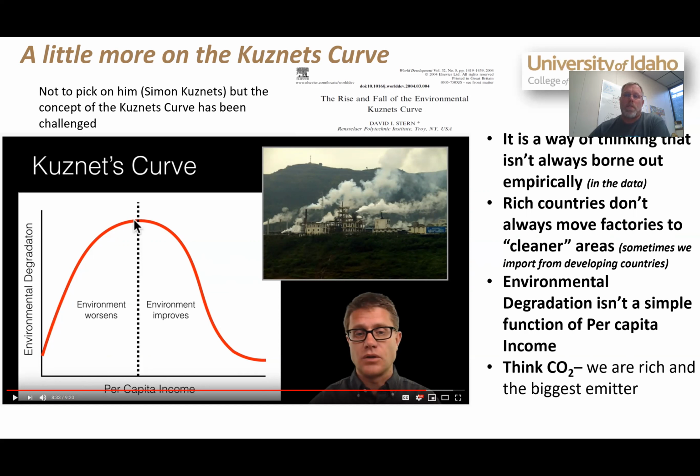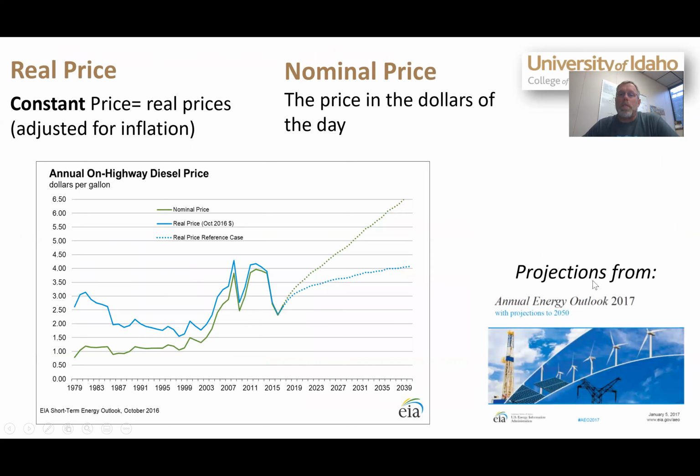This is the Kuznets curve, but we also saw that that's not always held true. Think about CO2. We're one of the richer countries in the world, and yet we'd be way up here in the red. We produce a lot of CO2 to have that lifestyle, and we've been producing more and more of it, as an environmental degradant. So not always true with this Kuznets curve, but something to think about. We also met Kuznets here for his GDP contribution. Anyway, let's look now at real and nominal prices.